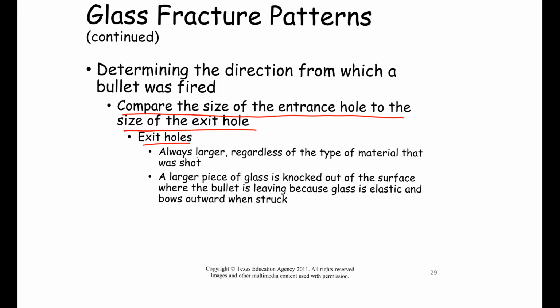Exit holes are always larger. It does not matter what kind of material we're shooting through. The exit hole is always larger. When we're talking about glass, normally the larger piece of glass is pushed out or knocked out of the surface where the bullet is leaving. And again, that's because glass is elastic, so it's going to bend or bow in the direction that the bullet's traveling when it's hit or struck.